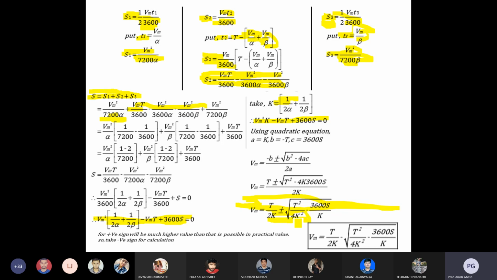After getting the value of Vm, it should be greater than 0, since negative speed is not possible. The positive sign gives a much higher value that is not practical, so take the negative sign for the calculations. Let's observe that the positive sign does not work appropriately, so only the negative sign is taken. You have to replace the given values in that root and find the root. Positive value you should consider.